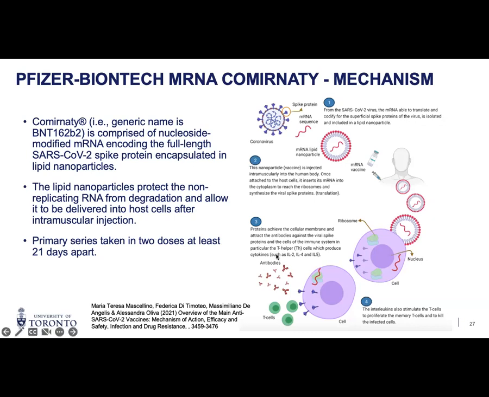And proteins then achieve the cellular membrane and attract the antibodies against the viral spike proteins and the cells of the immune system, particularly the T helper cells, which produce cytokines. And the interleukins also stimulate the T cells to proliferate the memory T cells that will help fight future infections by this virus.